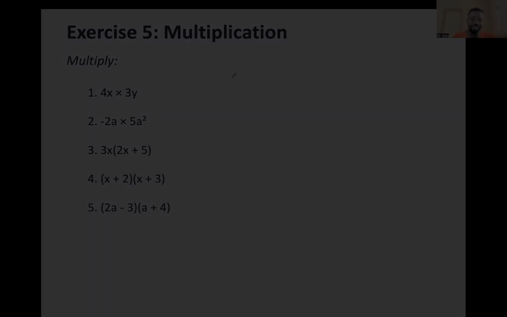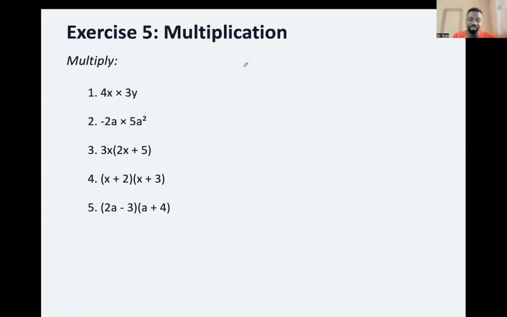Exercise number 5, we are multiplying. In the multiplication, the first one is 4x times 3y. They are very simple, you multiply the coefficients and multiply the variables. 4 times 3 is 12. And x times y, xy, right? Yes, 12xy.